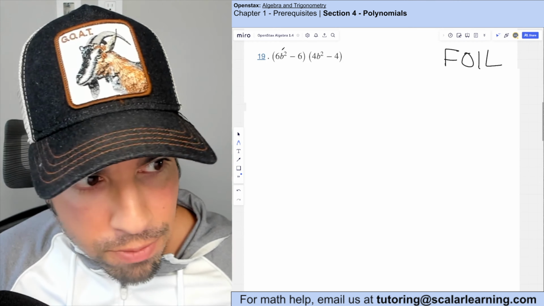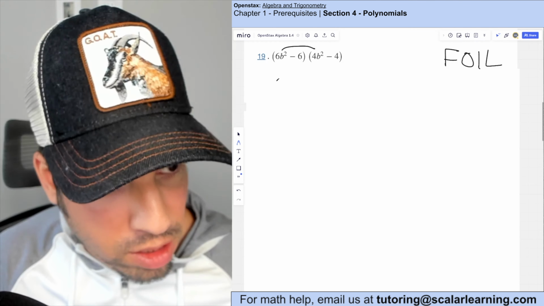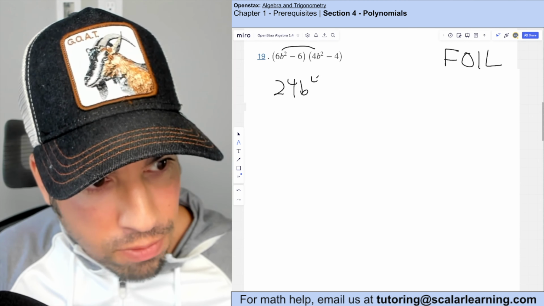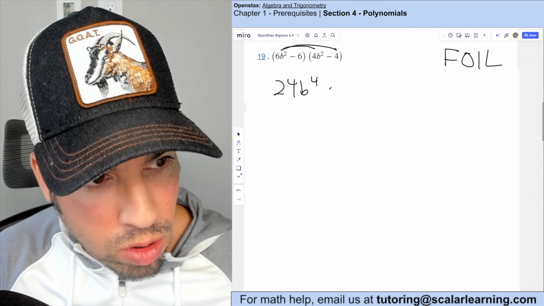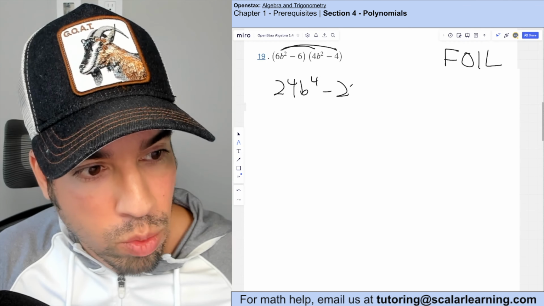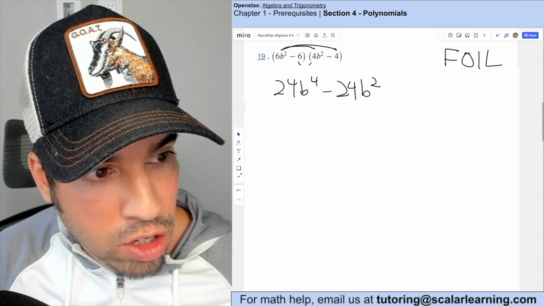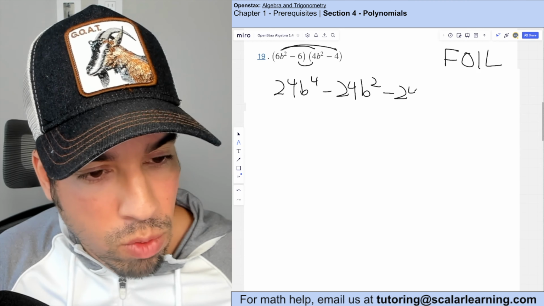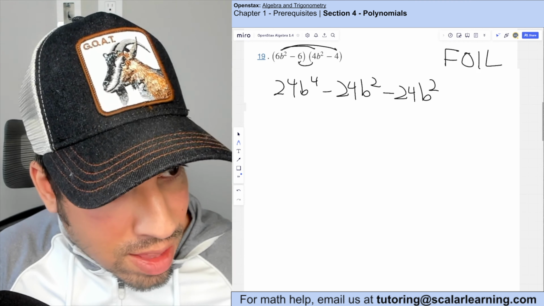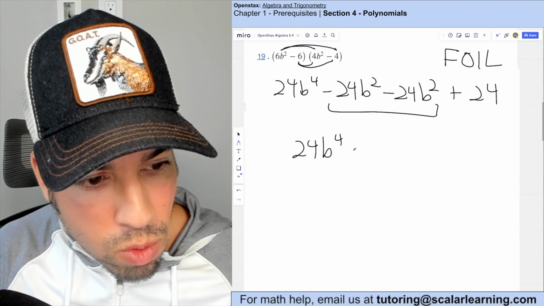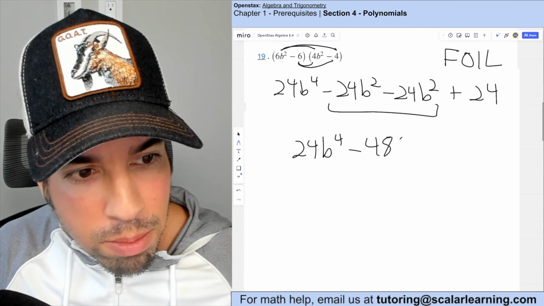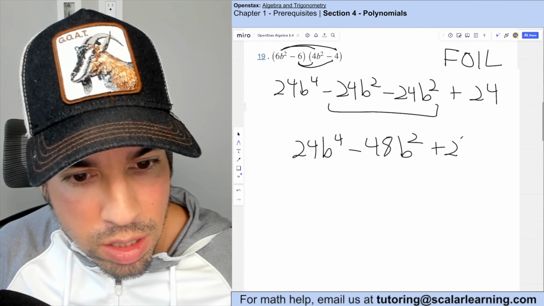So distributing using FOIL, I'm going to do the first terms multiplied against each other, which is 24b to the 4th because we add the exponents. Then the outer term, 6b squared minus 4 times negative 4 is negative 24b squared. Here again, we get negative 24b squared. And then the last term is negative 6 times negative 4 is positive 24. Combine these two, they're both negatives. They add together, and we get 24b to the fourth minus 48b squared plus 24. Boom.